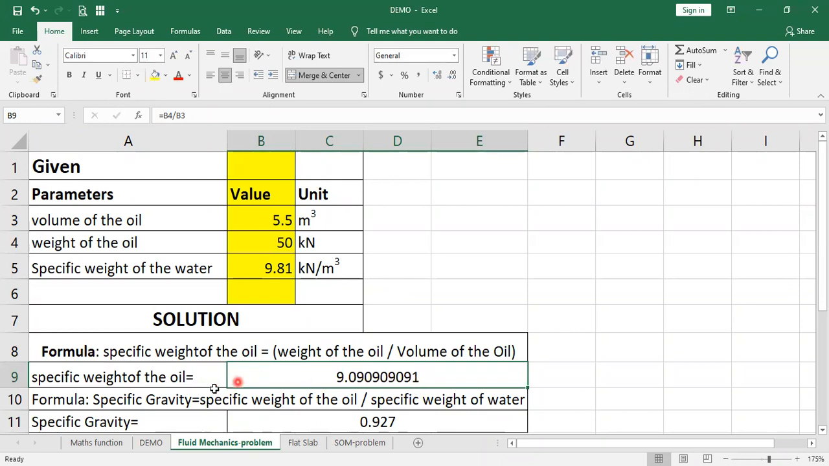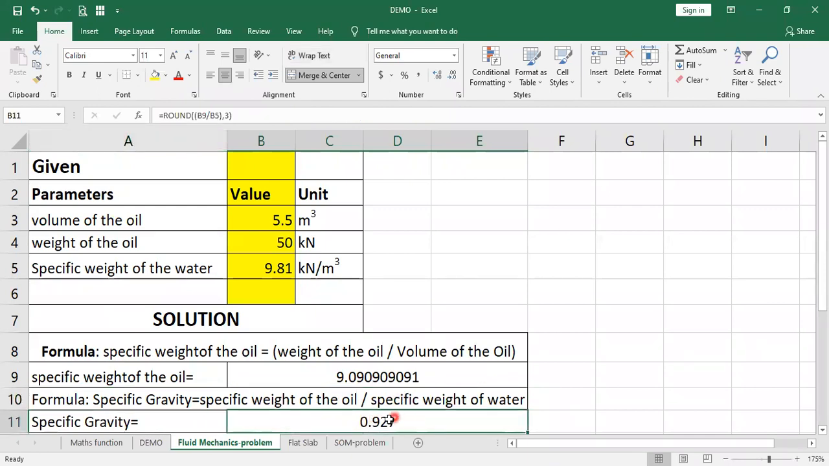Now, in a similar way, suppose you want to calculate specific gravity. What is the formula of the specific gravity? We have just calculated specific weight. So specific gravity is equal to the specific weight of the oil divided by the specific weight of the water. So if I just mark there, this is the formula.